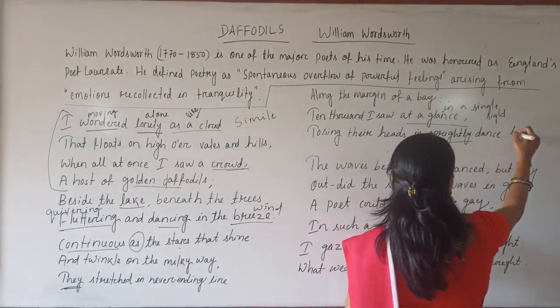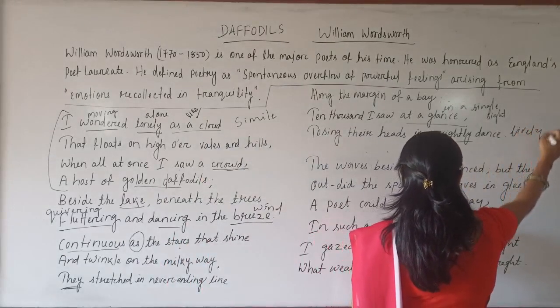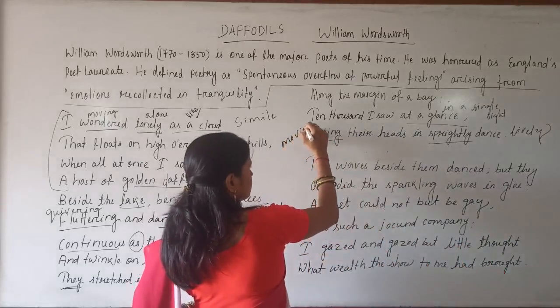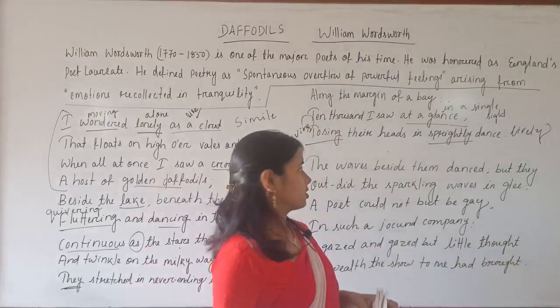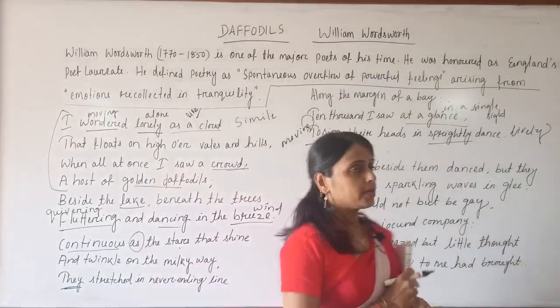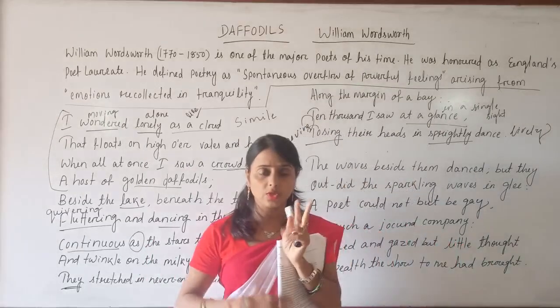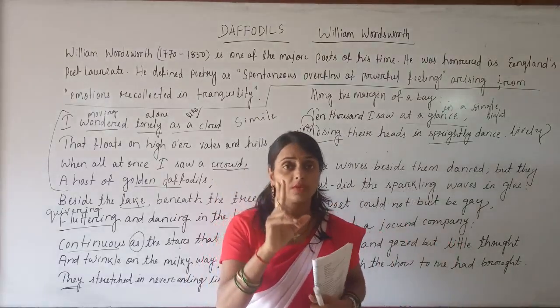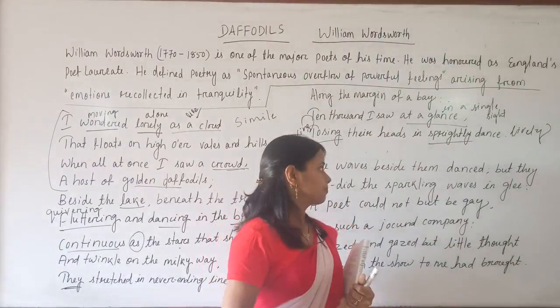And sprightly means lively. Here it means lively, and tossing means moving. Moving and touching. So, tossing their heads in sprightly dance. So, the daffodils were tossing, touching each other's hand in lively dance. Okay? It means the daffodils were dancing happily.